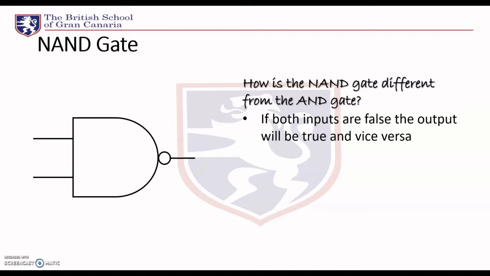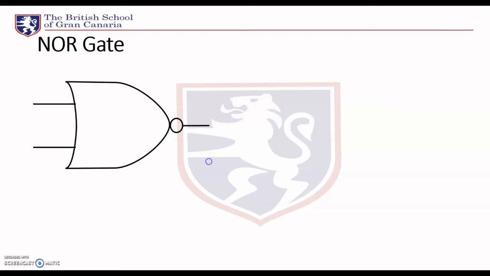Now if the inputs here were 0 and 1, then the output here would be 1, because it does the opposite basically of the AND. That's the way you need to look at it.